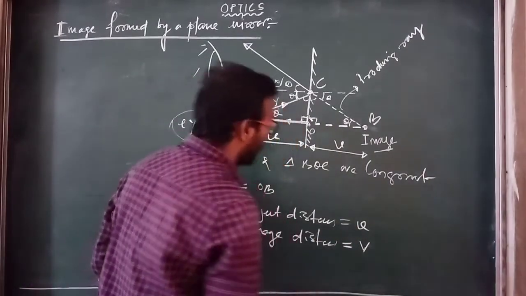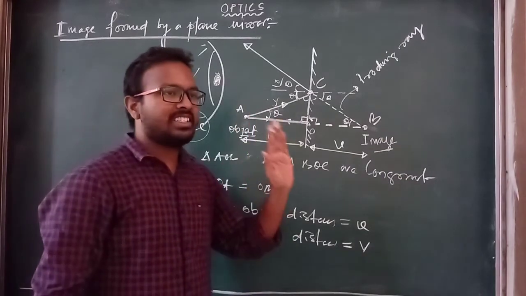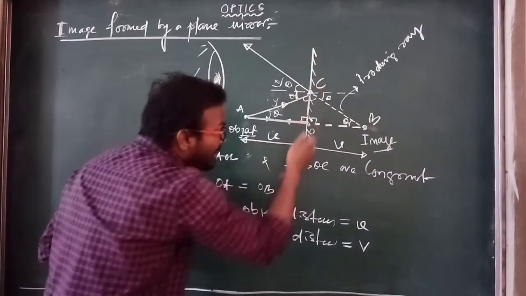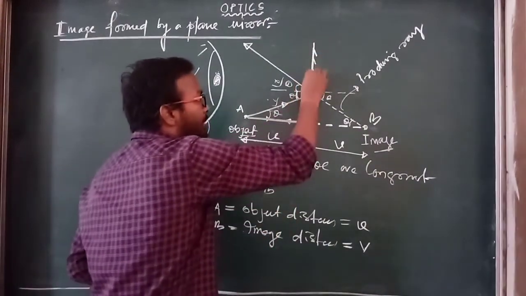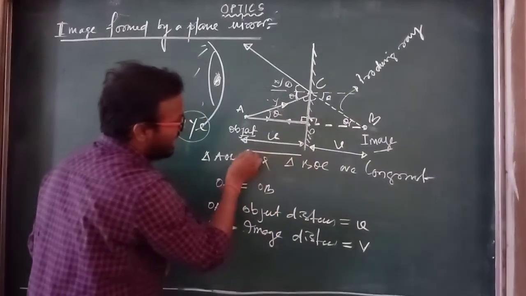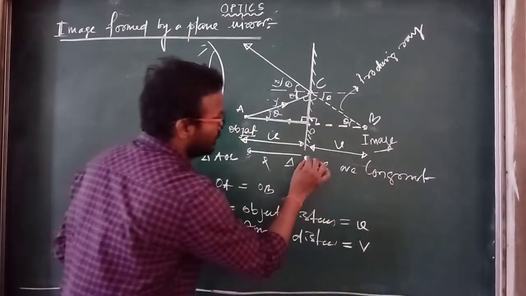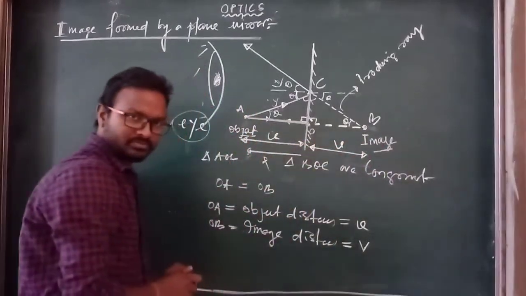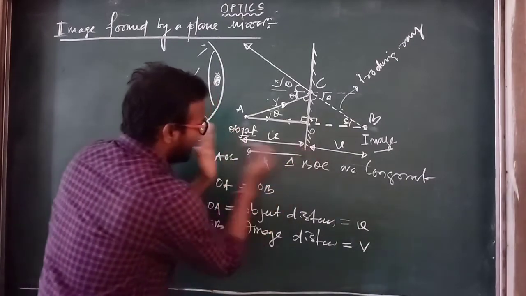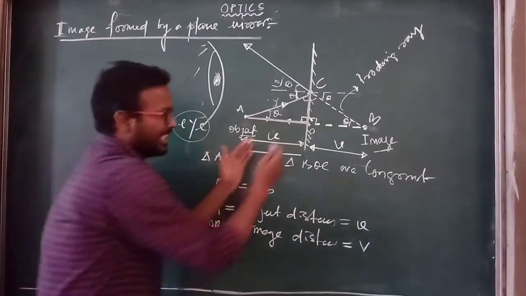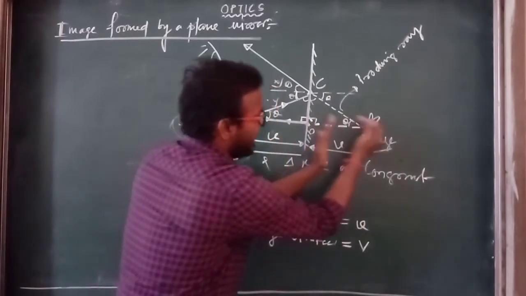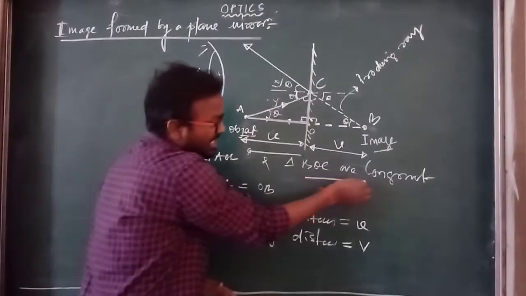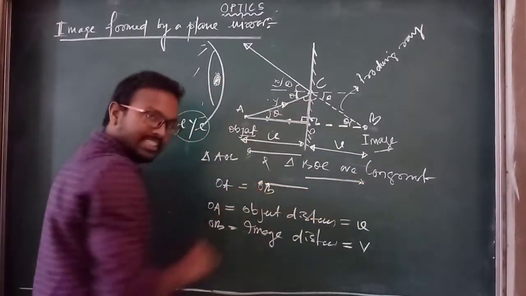Clear? And you have to remember one thing: object distance and image distance are always measured from the plane mirror. We measure object distance this side and image distance this side, because these are two opposite directions. If we take the object distance as a positive quantity, then the image distance will be negative. If the image distance is negative, then the object distance will be positive. Why? Because we measure from this side to this side and this side to this side.